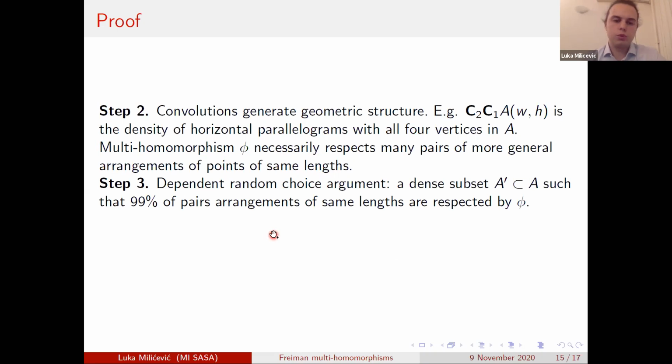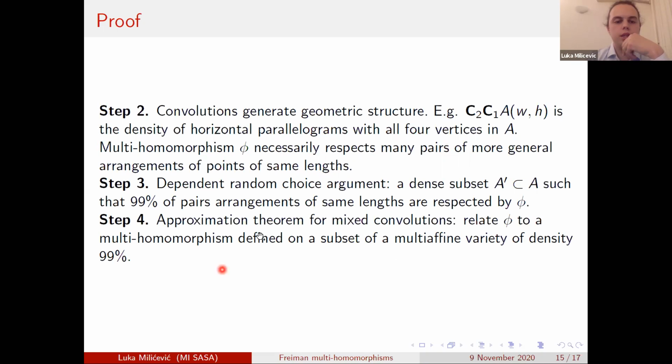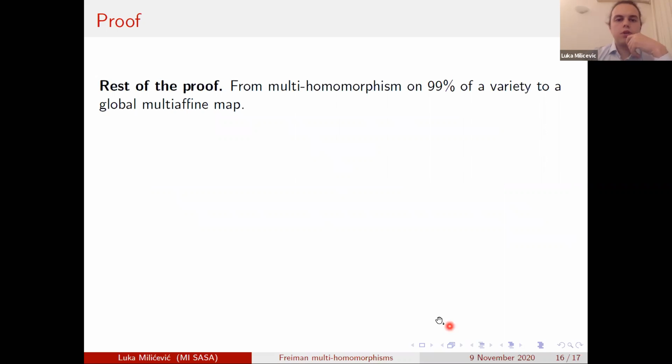So in the third step of the proof, we have a dependent random choice argument, which allows us to pass to a further subset A prime of A, where we do not merely respect many pairs, but we respect almost all pairs. And then we combine this with the approximation theorem for mixed convolutions, which I mentioned in the first step. This allows us to go to a situation where we have a multi-homomorphism defined on a very dense subset of a multi-affine variety. We cannot get the full multi-affine variety, but we can get arbitrarily close to it. And then the rest of the proof is really how you deal with 99% of a variety.